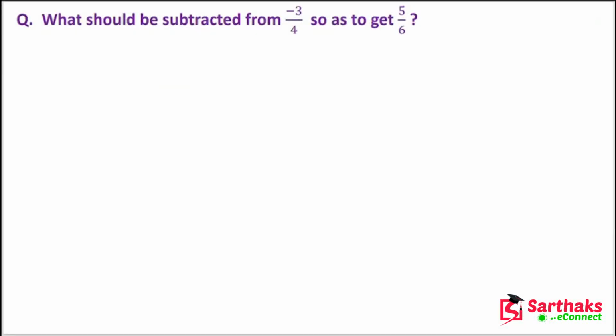Now this question says, what should be subtracted from minus 3 by 4 so as to get 5 by 6? Now again, there must be something, so let that number be x. Obviously, some rational number has to be subtracted from a rational number to get a rational number. This is the property of subtraction which we are going to discuss.